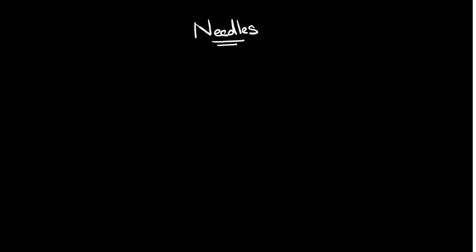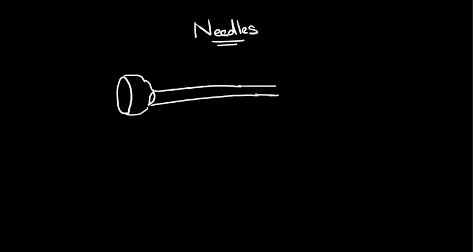So how many parts does a needle have? Let's look into it. Quite bad in my drawing, but I guess that'll be enough to get the point across. This will be quite long, and here we'll have a bevel. So if you look into the parts of the needle, this is the hub of the needle. That is the place where it gets attached to the syringe.